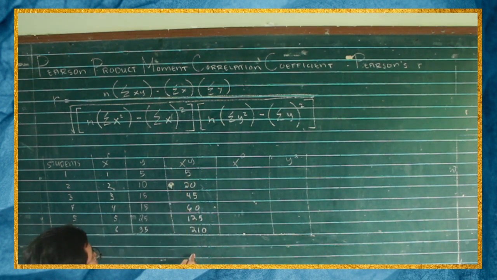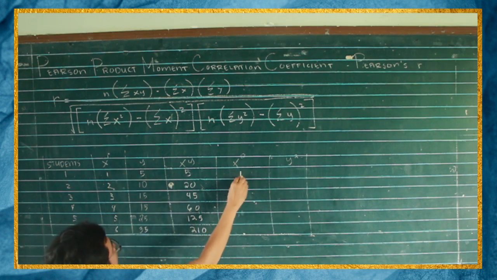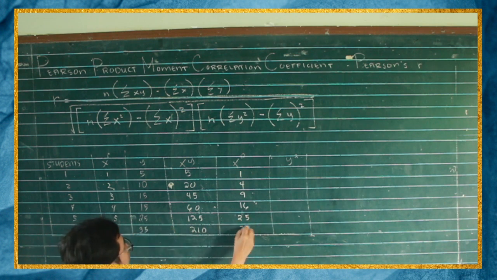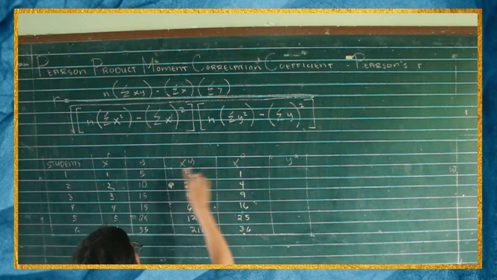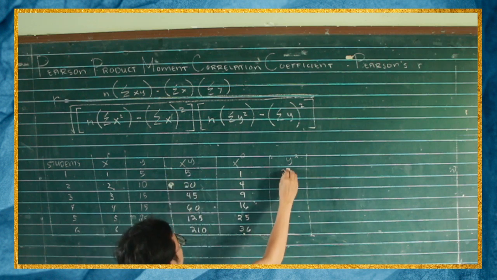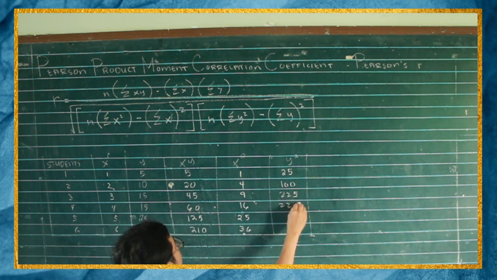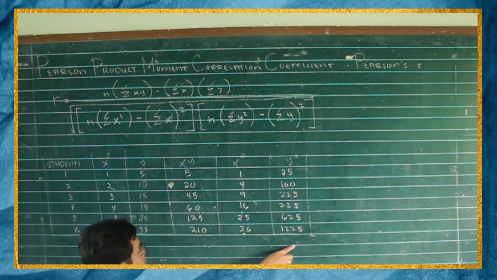And then, x squared naman, square lang natin si x. 1 squared, 1. 2 squared, 4. 3 squared, 9. 4 squared, 16. 5 squared, 25. 6 squared, 36. Sa y squared naman, square lang natin si y. 5 squared, 25. 10 squared, 100. 15 squared, 225.